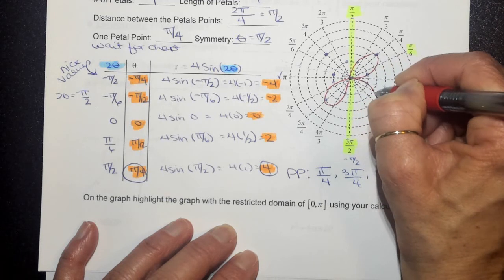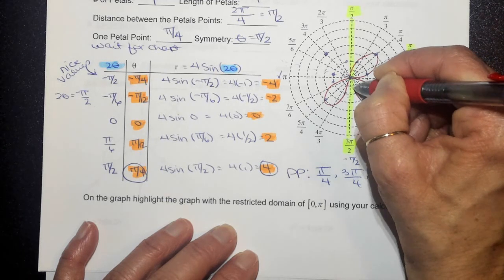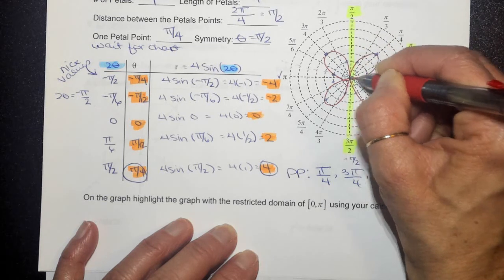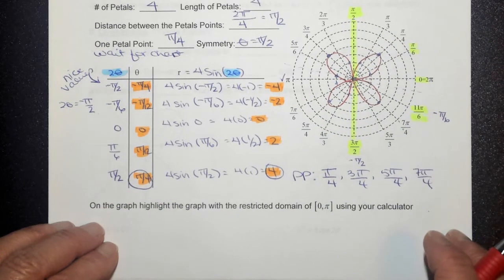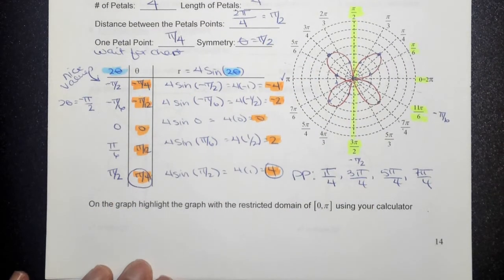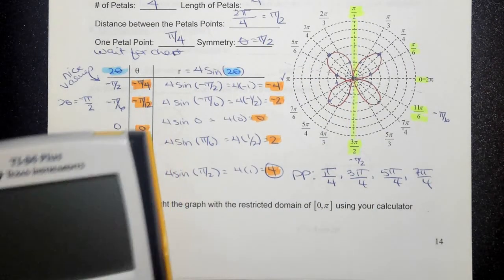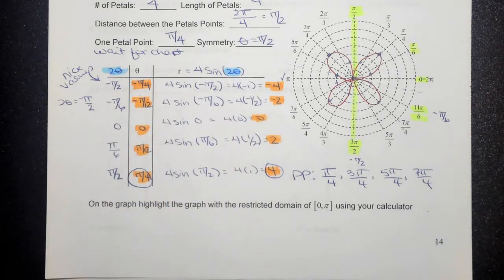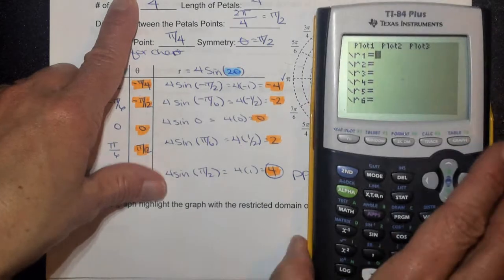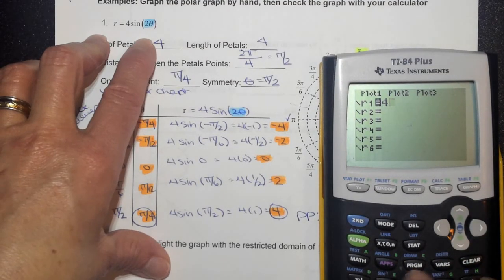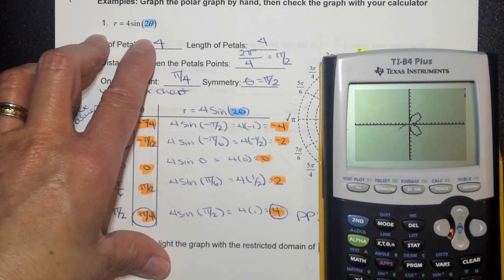Technically, you wouldn't really lift up your pen or your pencil, but I can't see. So not perfect, but looks pretty good. I have 4 petals. They're equidistant apart. So first of all, what I want to do is go into my calculator and double check that I did okay. So let me clear out the function that I had in here before, and I'll type in what I have. So my function is 4 sine of 2 theta, and I will graph that.